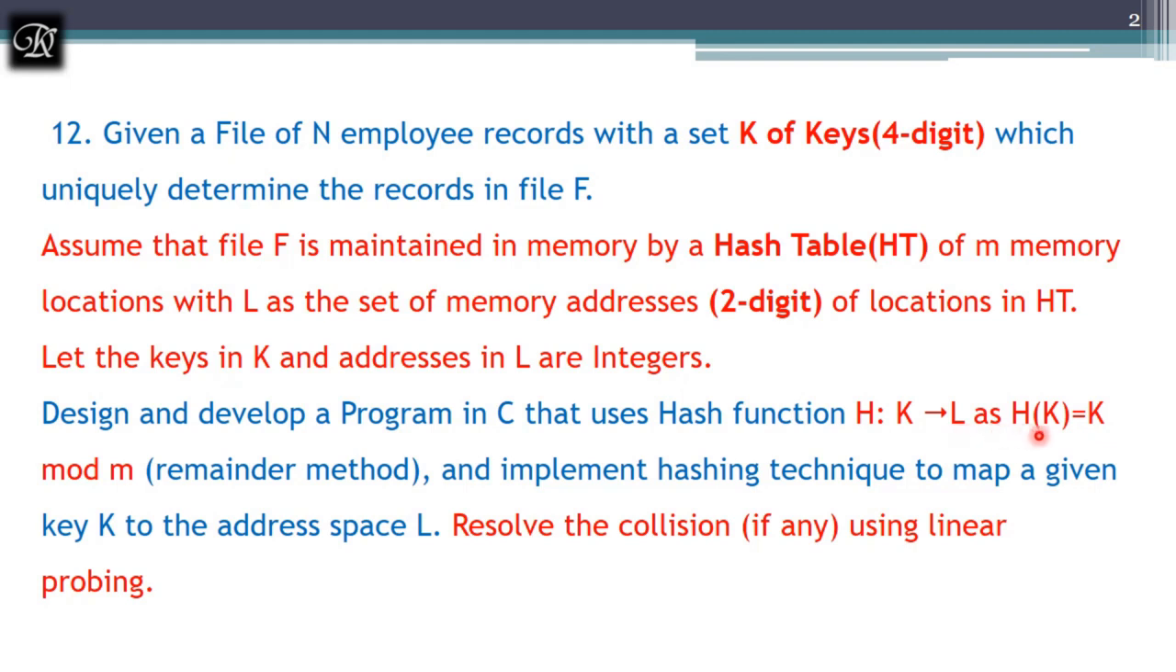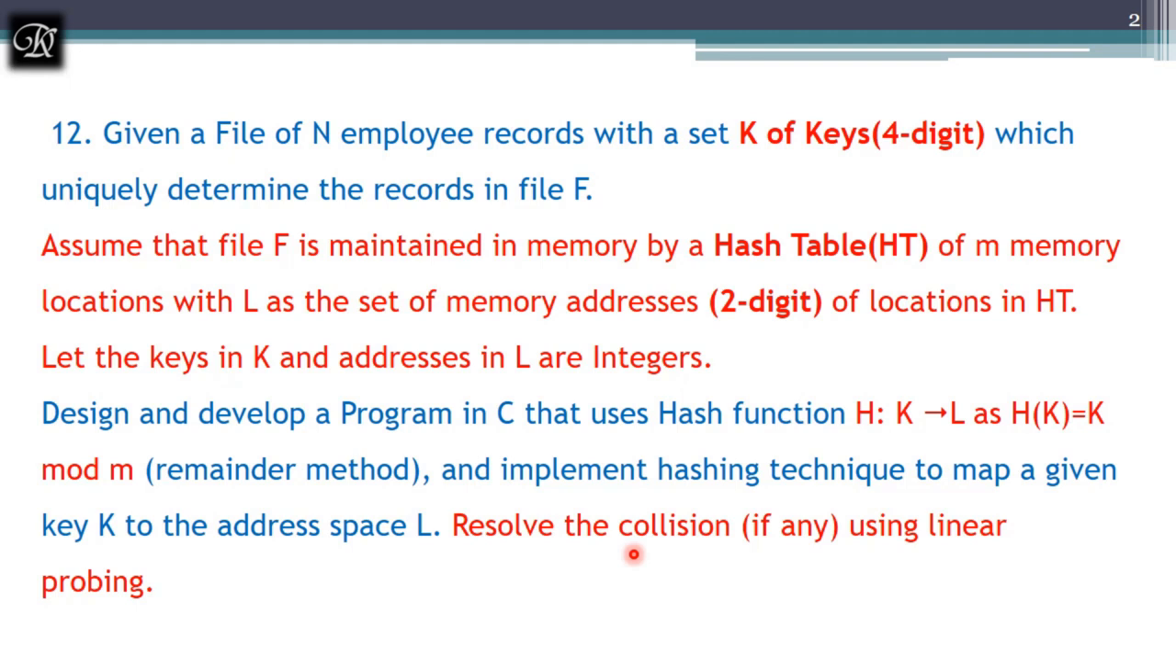The function goes like this: h(k), the hash function of k, will be k mod m. We will be taking an m. So we are taking a key on which we are applying mod m, and we will be getting a 2-digit hash key, a 2-digit memory address. And implement a hashing technique to map a given key k to the address space L. We have to implement our technique to map this key k to address space L.